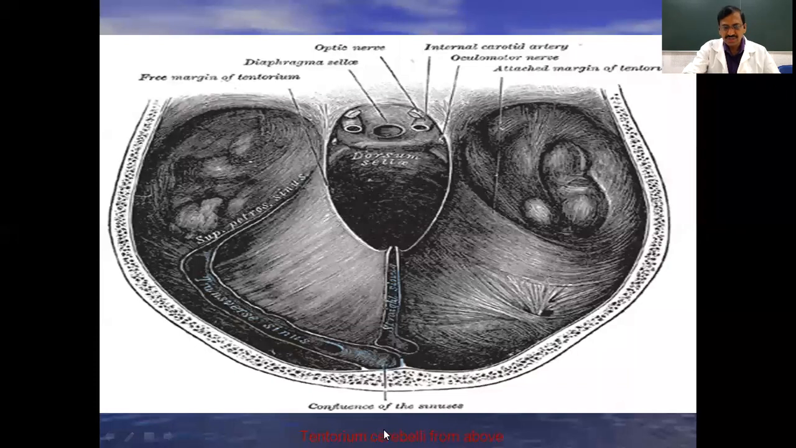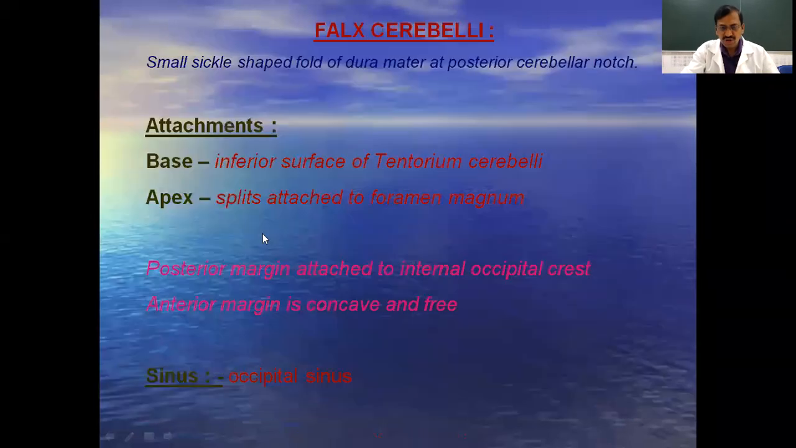Here you can see this is the tentorium cerebelli. These are the right and left halves of the tentorium cerebelli, and here this is the free anterior margin, which is U shaped, and this is the posterior attached margin. Here this is the straight sinus, this is the superior petrosal sinus along the attachment to the petrous temporal bone, and this is the transverse sinus along the attachment to the occipital bone. These are all the three sinuses related to the falx cerebri and tentorium.